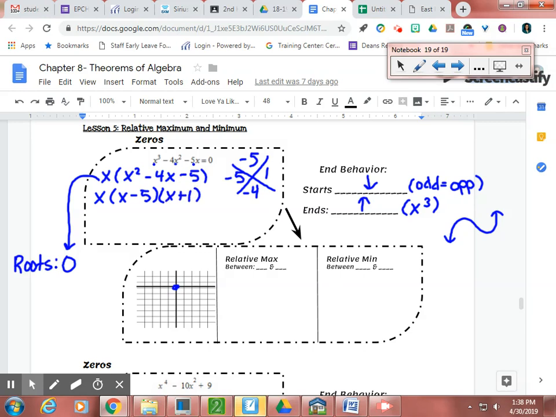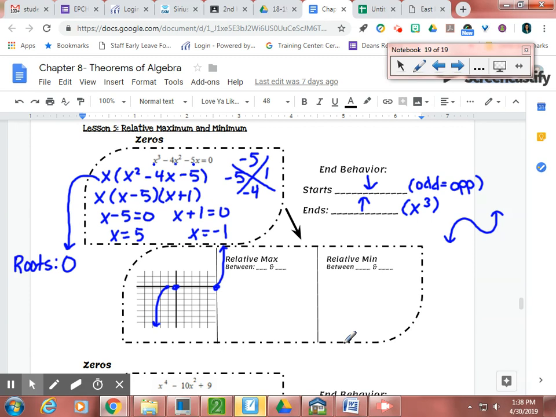Then to solve for your other roots, you need to set your parentheses equal to 0 and solve those. So you would get +5 and -1. So 1, 2, 3, 4, 5 is here, and -1 is right there. We know the end behavior of this, so we can go ahead and graph that. We know it's going to end up, and we know it's going to start down. We just have to figure out what's going to happen in between there.